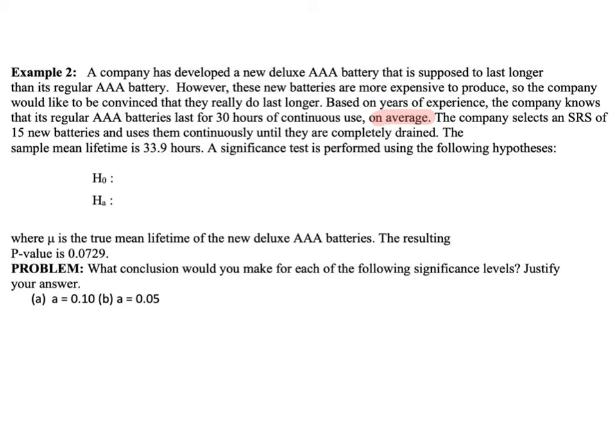So we've got to develop it. First of all, when they mention that sample mean, that's nothing to do with your null hypothesis. You're going to write your null about your population. Since it's a mean, I'm going to use mu, not x bar. So mu is equal to 30. And my alternative is they're supposed to last longer, so mu is greater than 30.